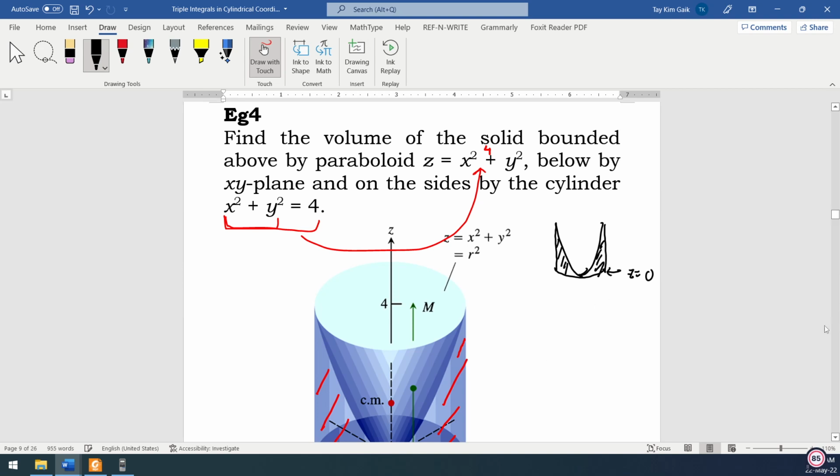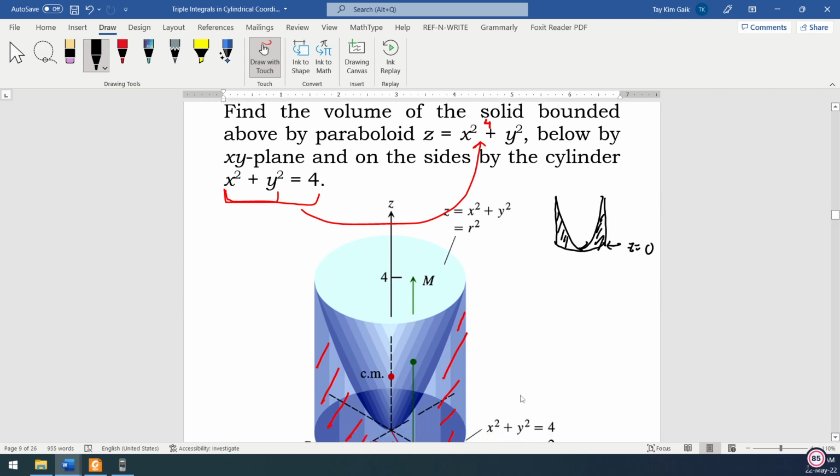It's actually a cylinder, and the paraboloid is inside the cylinder. Dig out the paraboloid, take out the paraboloid volume. Okay, the cylinder, and how do you know where they cut? How do you know where the paraboloid and the cylinder intersect?